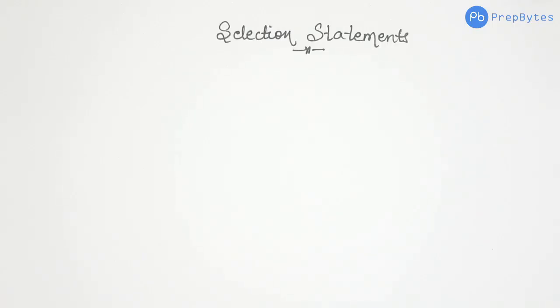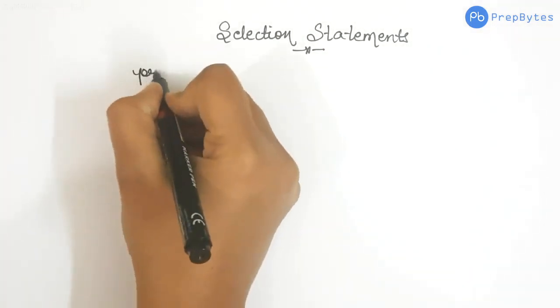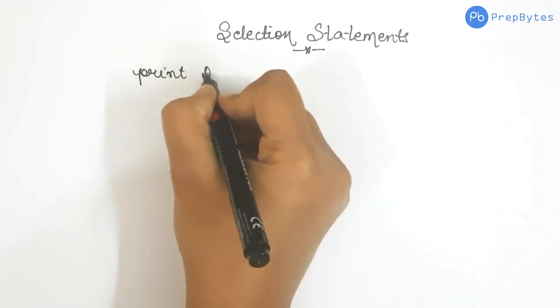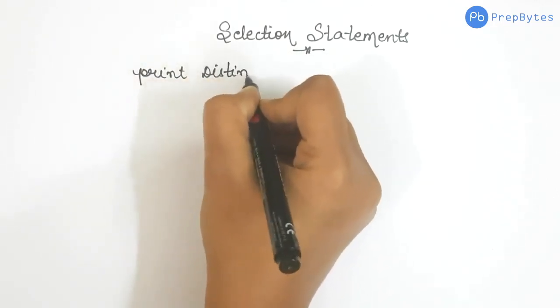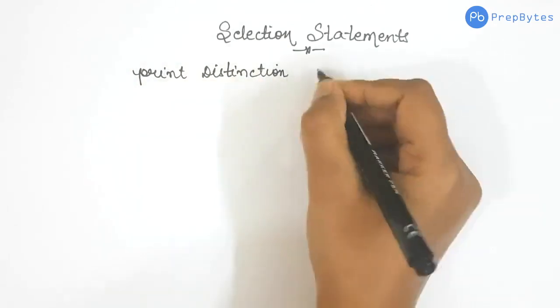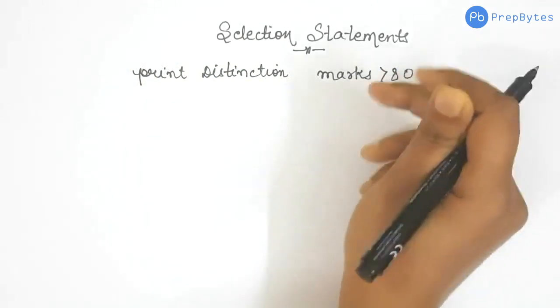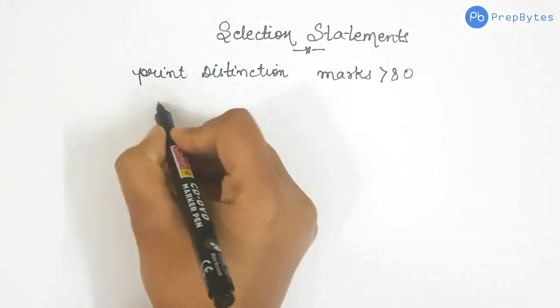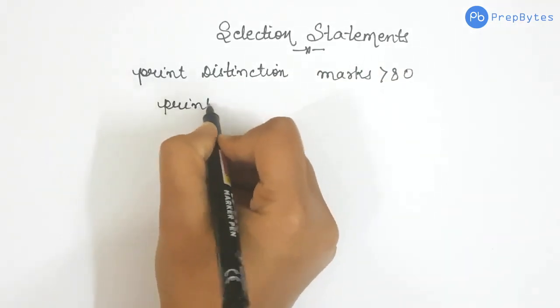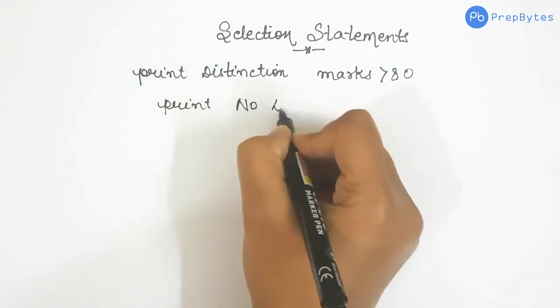Now let's talk about selection statements. As we saw in the problem statement on the first slide, we have to print distinction if marks of a student is greater than 80, and if marks is not greater than 80, I have to print no distinction.